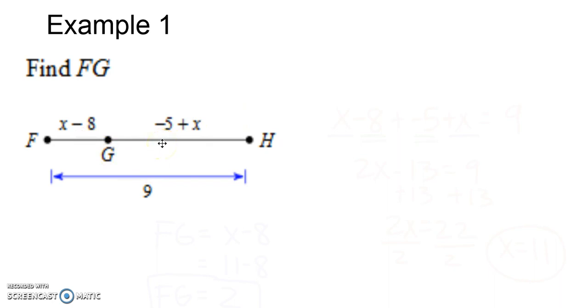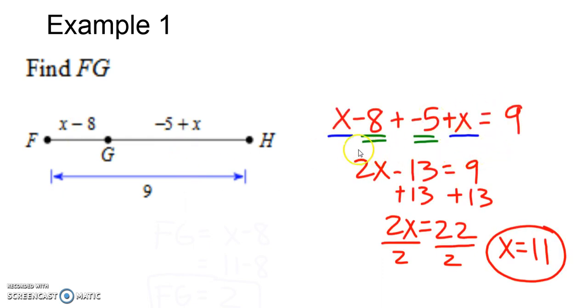So using the segment addition postulate, I know that if I add up these two segments, I can set it equal to the whole larger segment, which down here they're showing us is 9. So my equation would be to add up x minus 8 plus negative 5 plus x and set it equal to 9. So here I have set up that equation, and then I just went through solving to find out what x is.